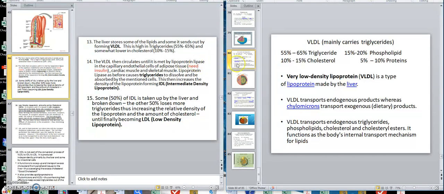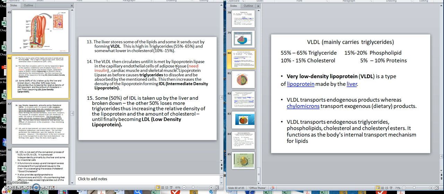That allows some of the cholesterol to exit from the VLDL, leak through the blood vessel, the capillary wall, into these cells, adipose, cardiac muscle, and skeletal muscle. The cardiac muscle and skeletal muscle use these triglycerides as energy. The adipose stores this material.